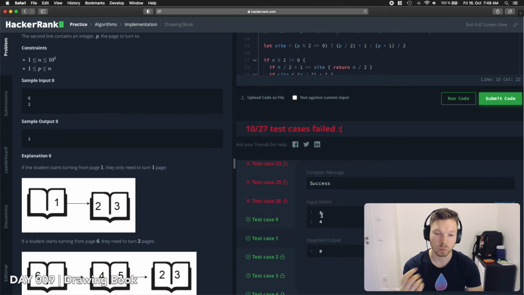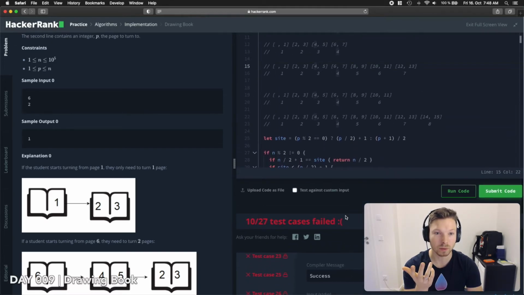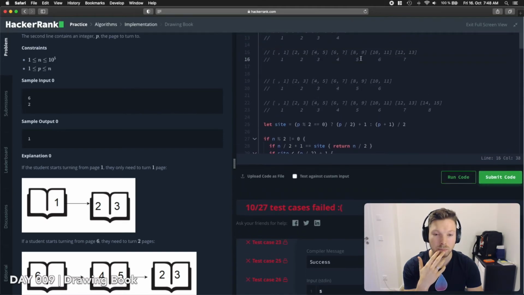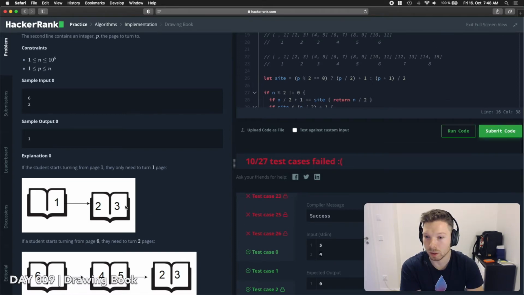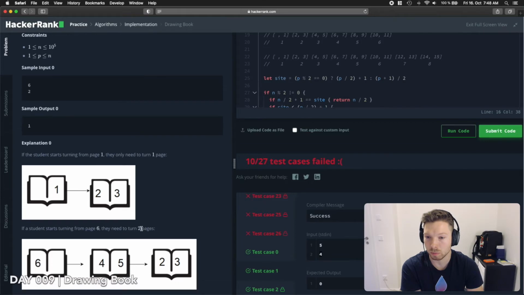See? Wait a second. 5. Oh yeah, size 5 and 4. This makes even sense because we have the size of 5. Wait, we have the size of 5. Interesting. I'm reading something wrong, am I not? This is page 4. Are we talking about these pages or are we talking about turns? They need to turn to 2 pages.